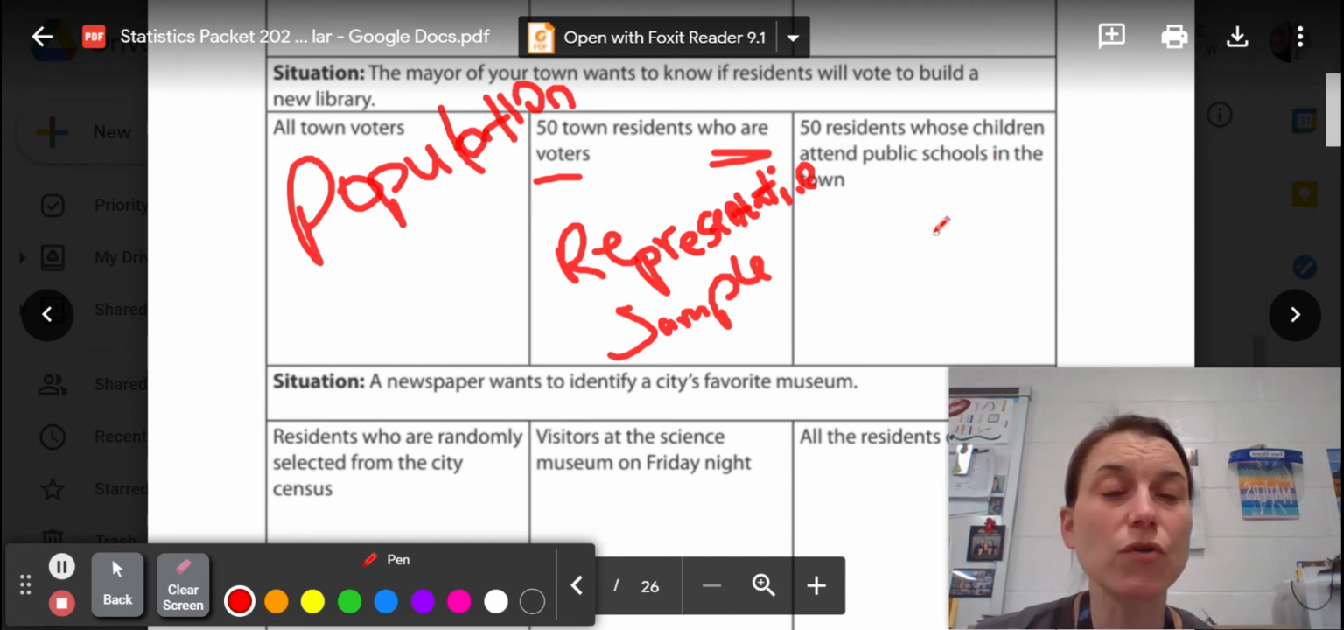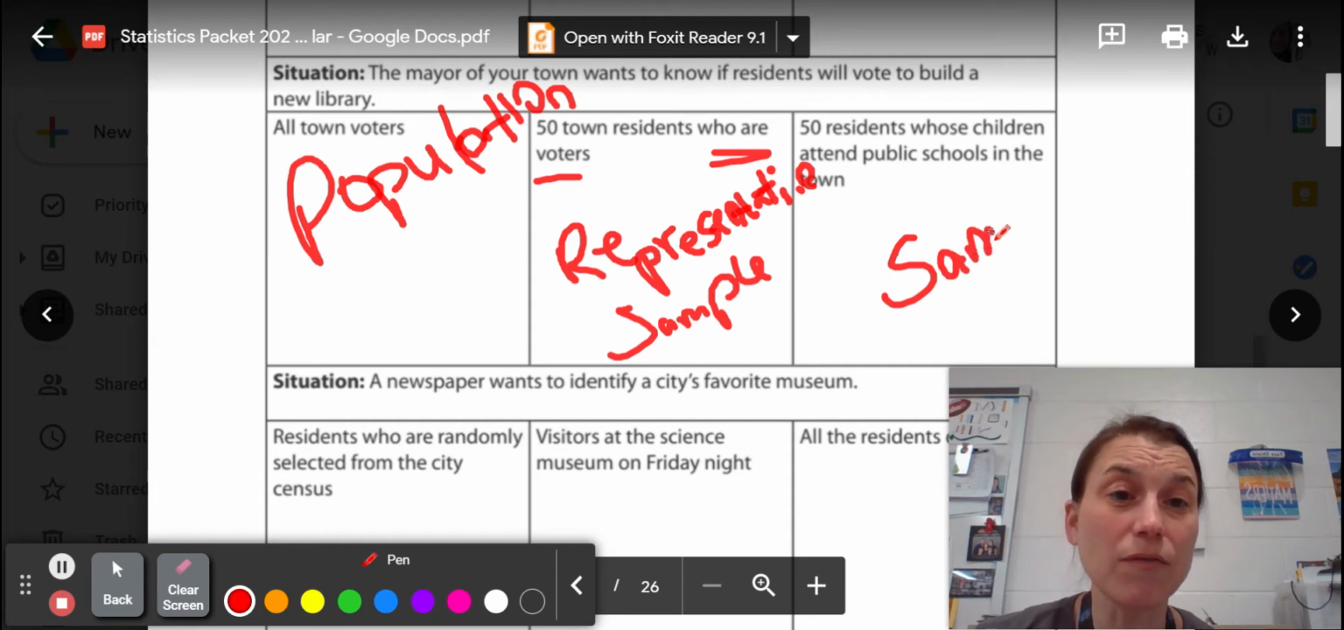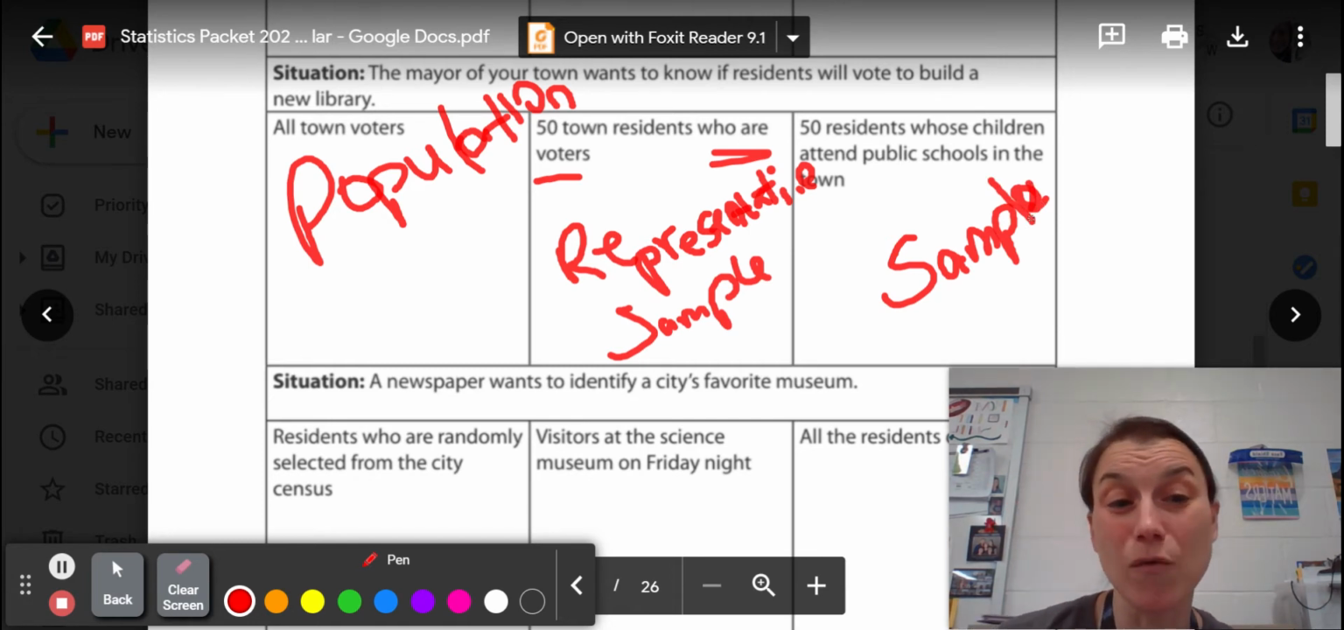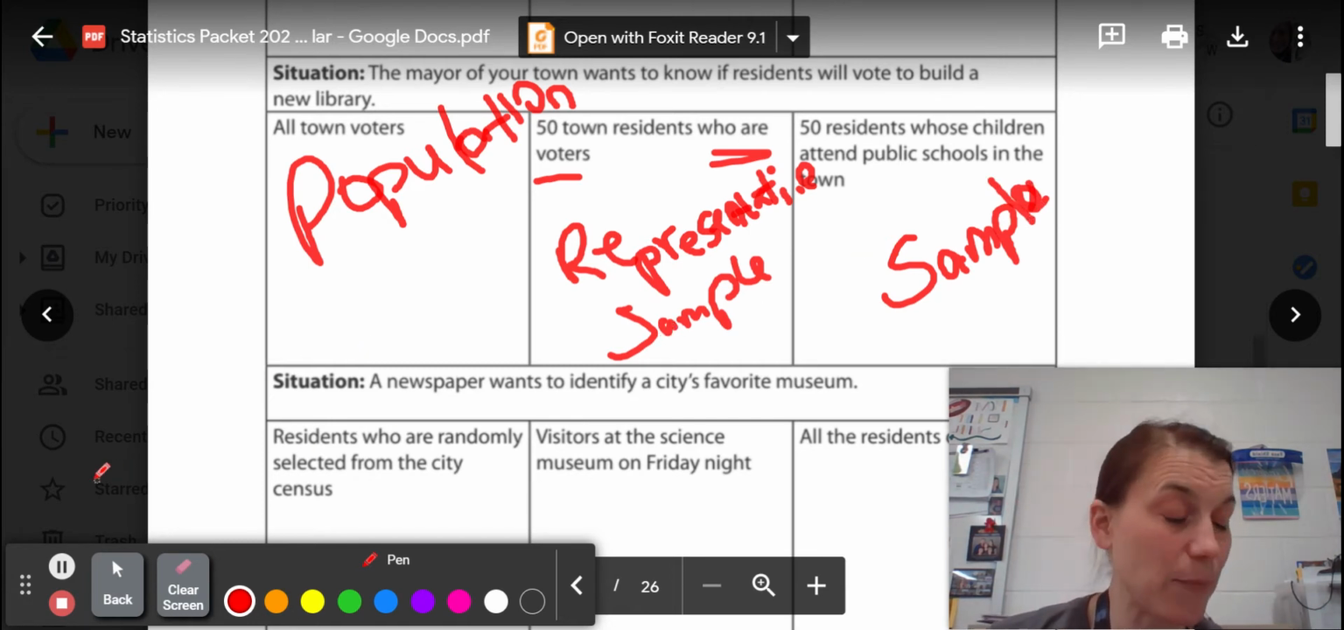50 residents whose children attend public schools. Well, that's a sample of the population, but we don't know whether it's a good sample because we don't know if all of those people are registered to vote. But that would be a sample.